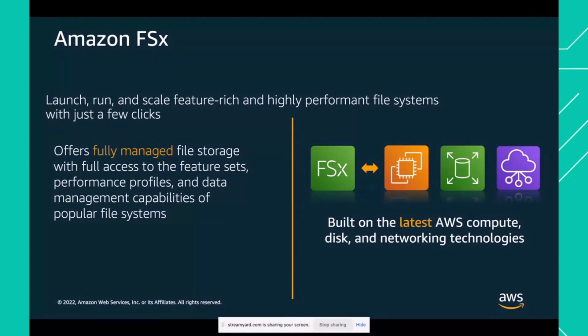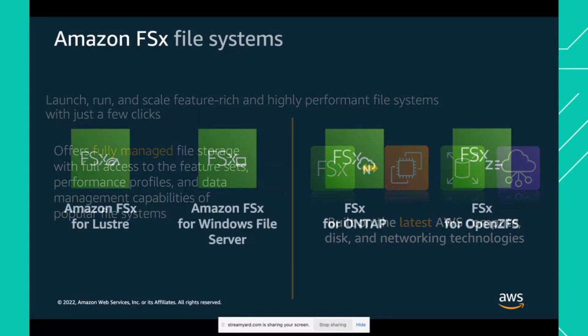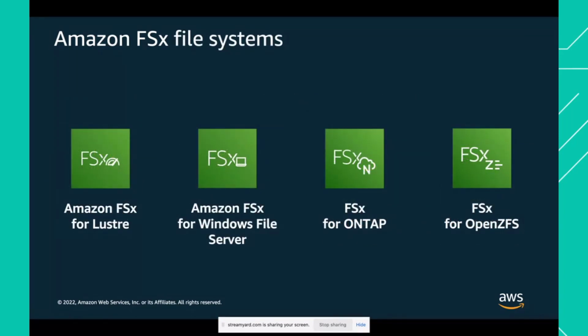One of the benefits of using a file system managed by Amazon FSx is that it's built on the latest compute, storage, and networking technologies. So you really get the best of the cloud when you're using Amazon FSx. Amazon FSx launched back in 2018 at re:Invent with Amazon FSx for Lustre and Amazon FSx for Windows File Server. Since then, we've launched a few more file system types, FSx for NetApp ONTAP and FSx for OpenZFS.